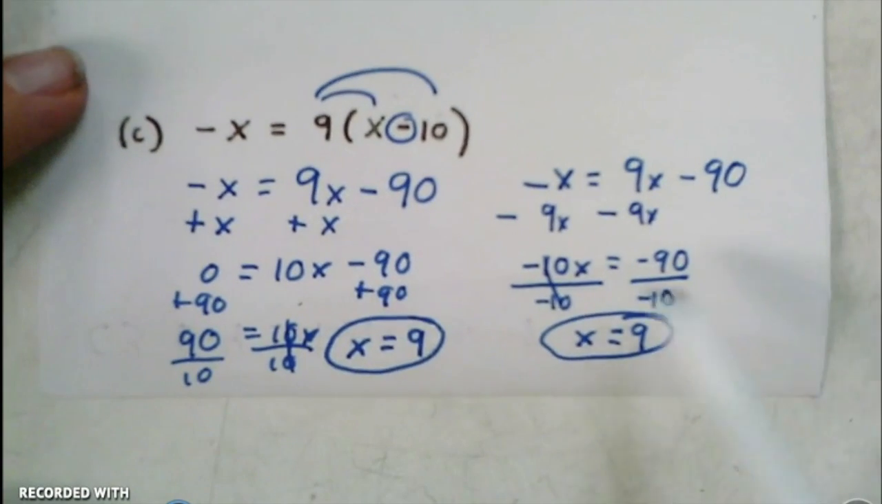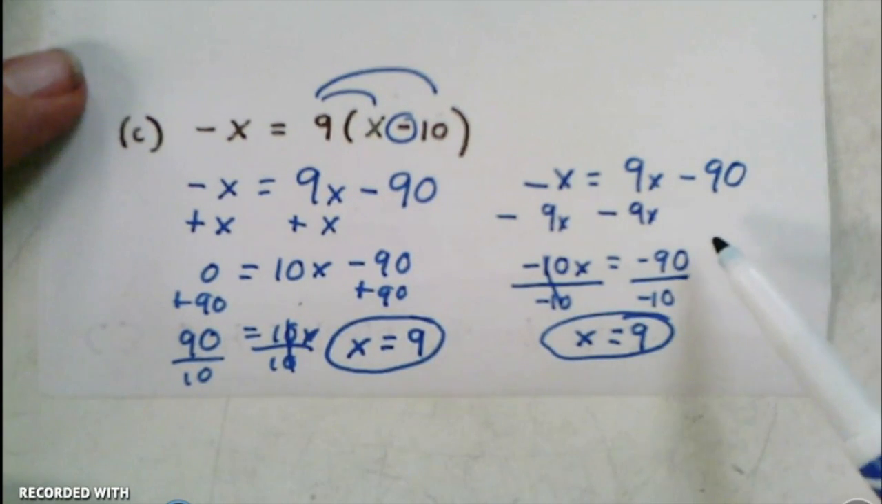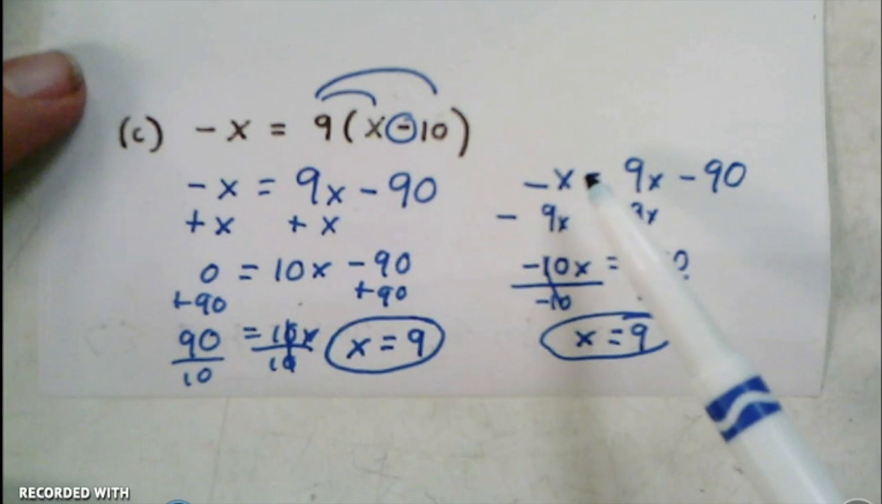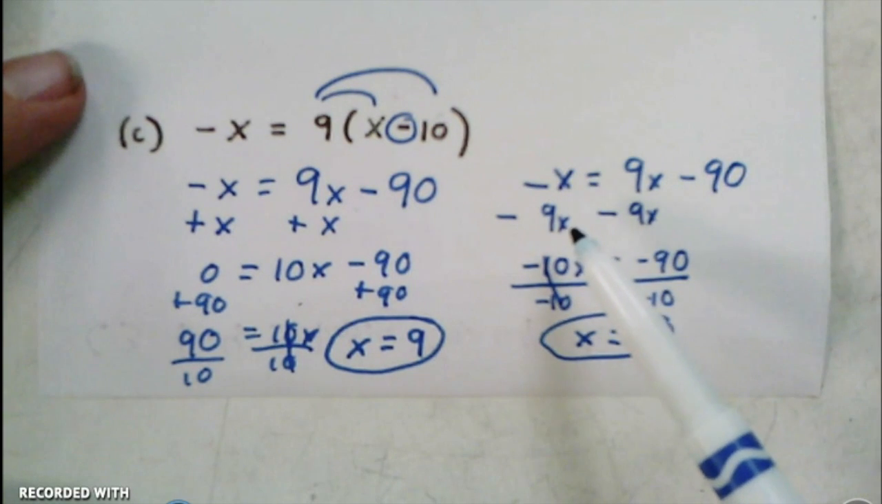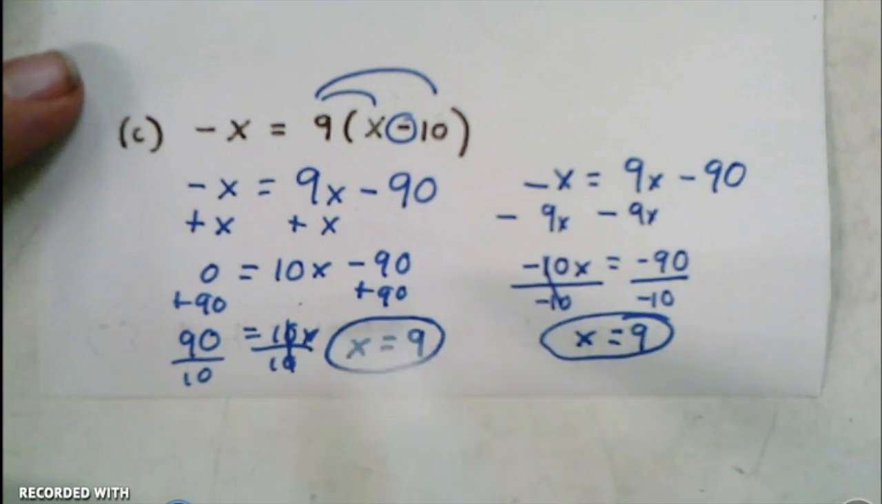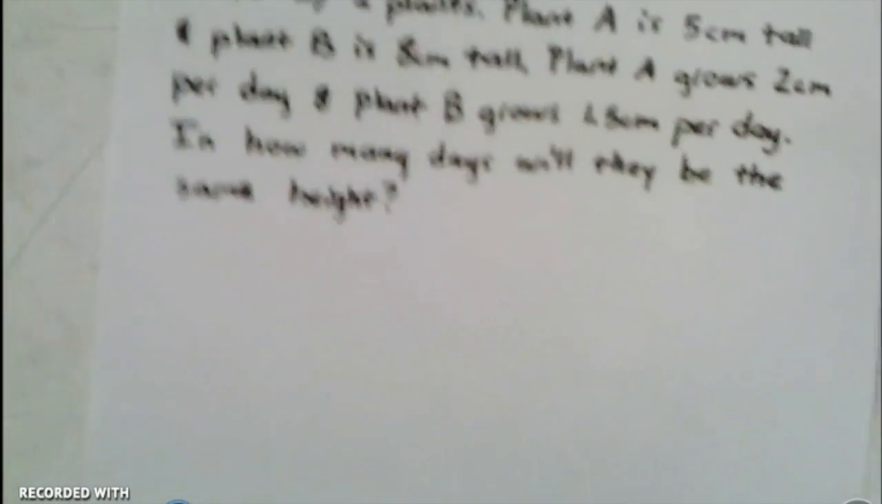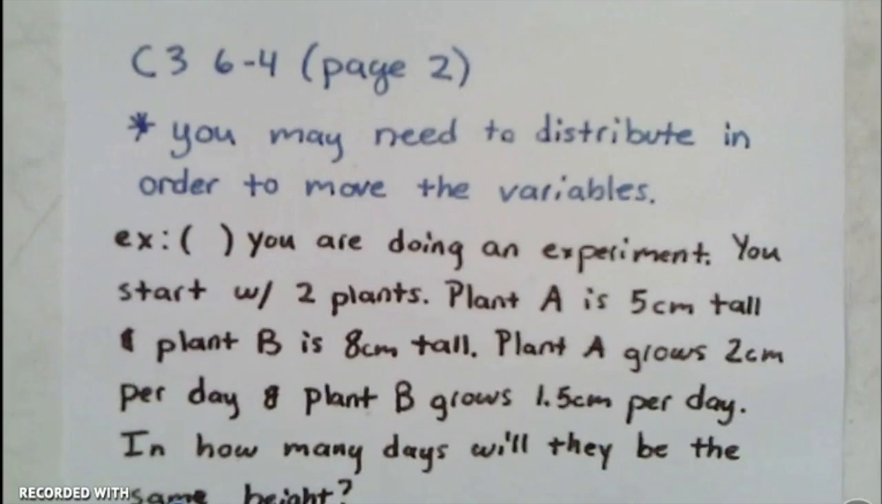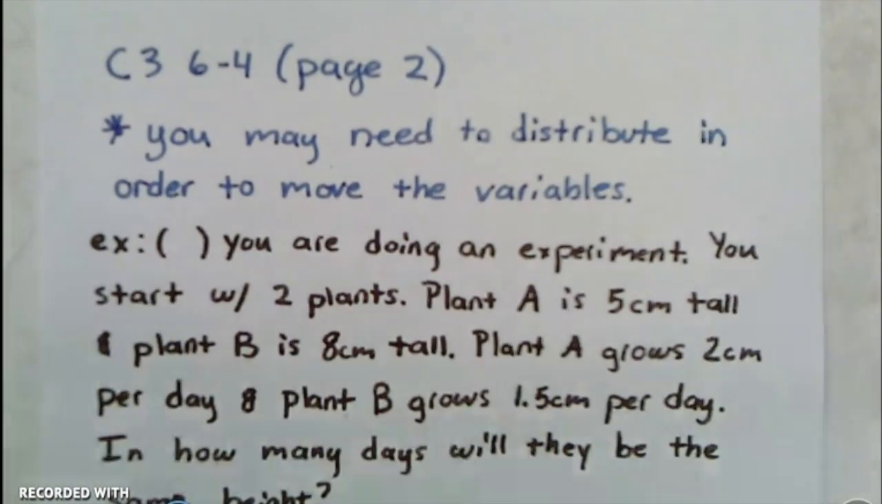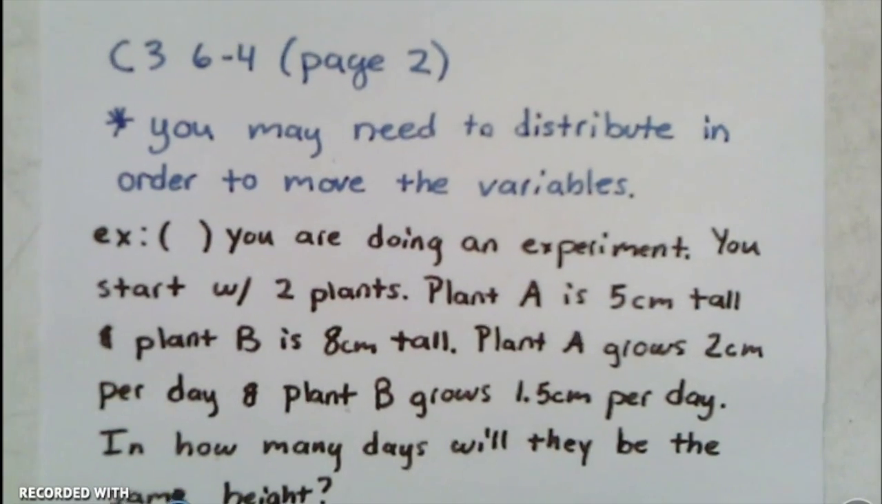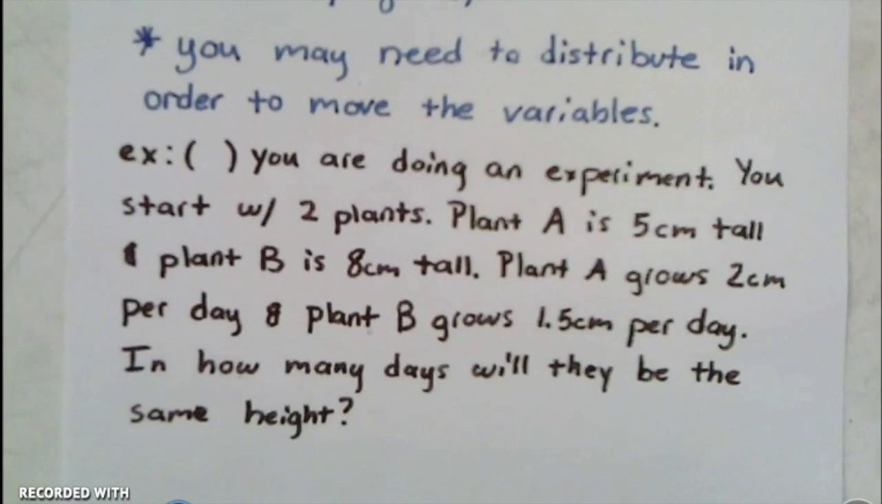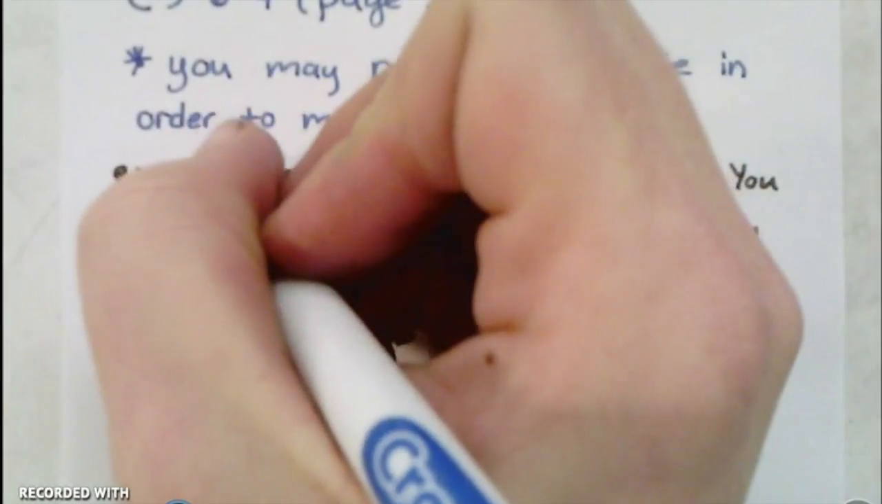So in this case, which one was easier? Probably this one. There was less steps, but it did involve me knowing that negative 1 plus negative 9 is negative 10. So you can make your decision which one you want to do. Let's go to page 2. We have a word problem. You may need distributive in order to move the variables, and I just showed you that. And this is example D.